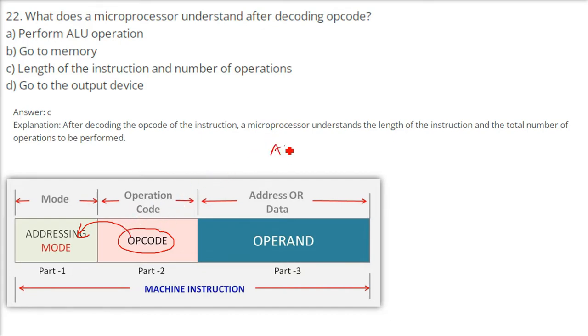Now the question is, what does a microprocessor understand after decoding the operation code? For example, we have LDA, add, move, all these are instructions. To decode this opcode, what do we get? After decoding the operation code of the instruction, a microprocessor understands the length of the instruction, 1 byte, 2 byte, 3 byte, and the total number of operations to be performed, because there are different T states in the instruction cycle. There is memory write, memory read, fetch, all these are done. So the answer here is C, length of the instruction and the number of operations after decoding the operation code.